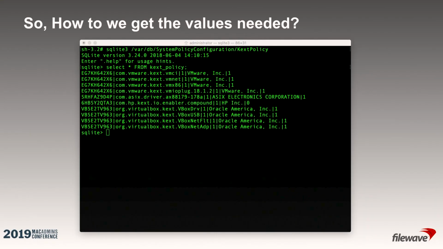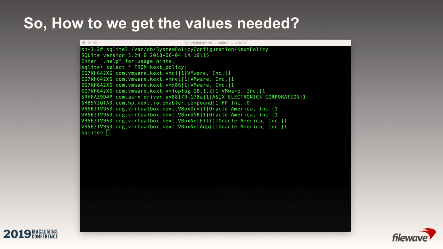Okay, all right. So the value for that team identifier, yeah. Let me go back into the slides. I apologize for the size of it here, but there are a couple of ways to do it. The easiest way is that SQLite command: sqlite3 /var/db/SystemPolicyConfiguration/KextPolicy. You do need to have sudo; you have to be root or use sudo to read that. What that does is dump you into the SQL prompt, and the command we see there is SELECT * FROM kext_policy; with a semicolon at the end.